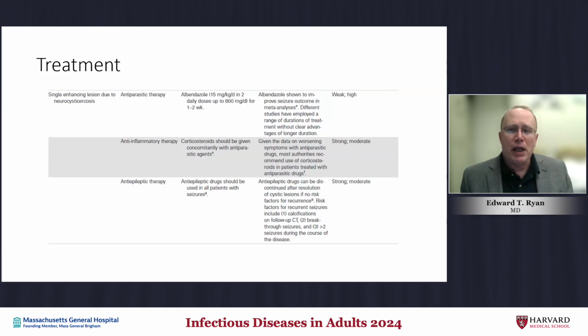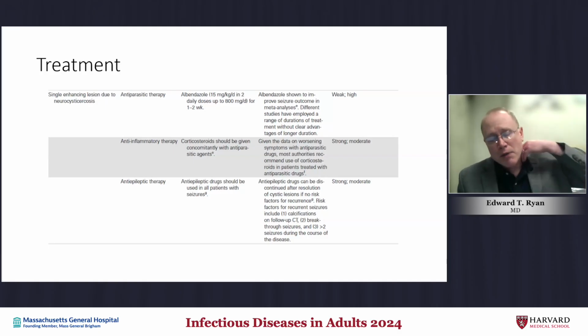There's an antiparasitic agent, usually albendazole or albendazole with praziquantel. Do I want to give an anti-inflammatory agent like a steroid? And we usually do. If we give an antiparasitic agent, we almost always, or you should, give a steroid or an anti-inflammatory drug. And the reason for that is that as you're killing these parasites, you're worsening inflammation. And this is a closed space in the brain.